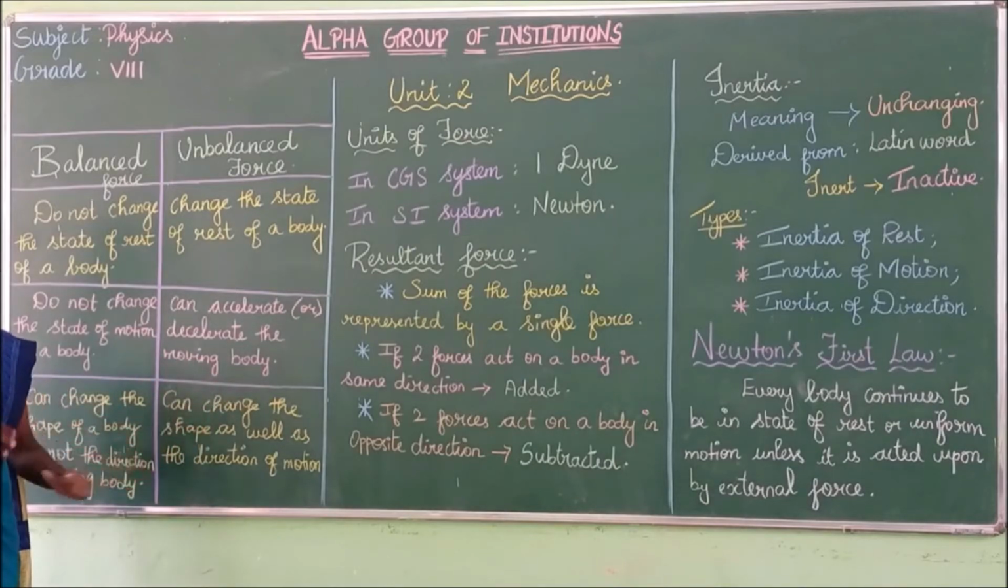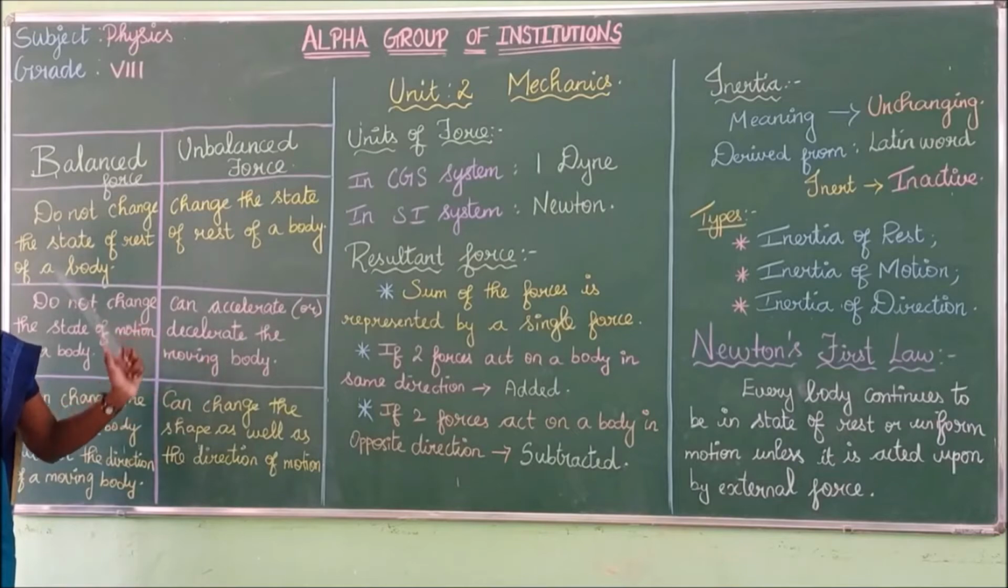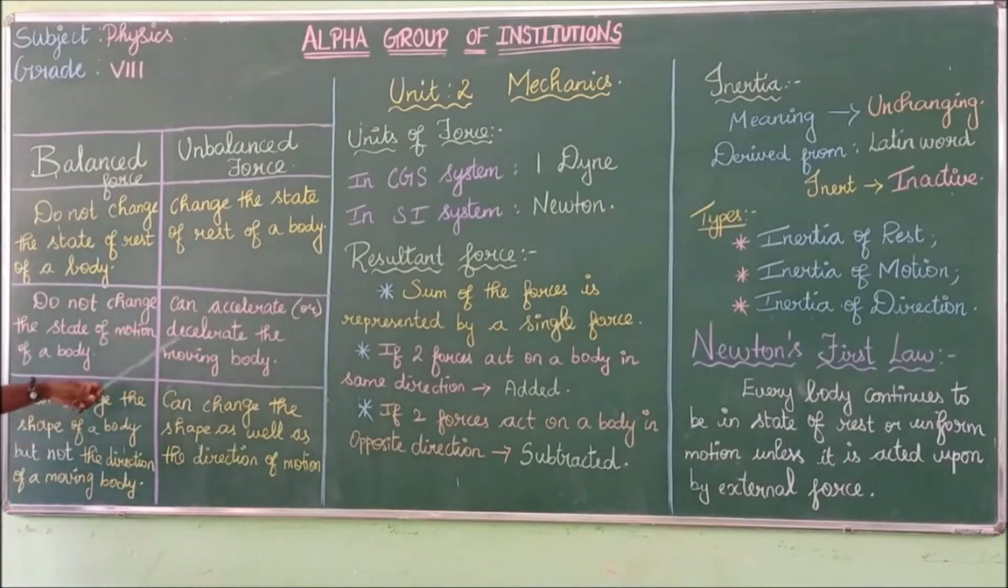can increase or decrease the speed of a moving body. Unbalanced force can accelerate or decelerate the moving body. Accelerate is nothing but increasing the speed of the moving body, and decelerate is nothing but decreasing the speed of a moving body. Next point: balanced force can change the shape of the body but not the direction of a moving body. Unbalanced force can change the shape as well as the direction of motion.